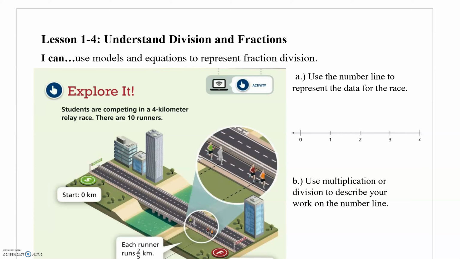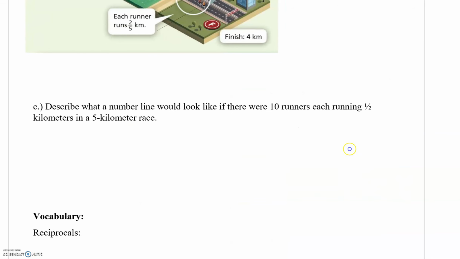Hey guys, so we are going to now start our lesson over division with fractions. Today hopefully you will be able to use models and equations to represent fraction division. For this first explore it, you can look at it on your own. We are going to move to our examples, okay?